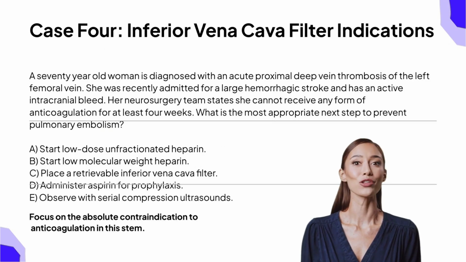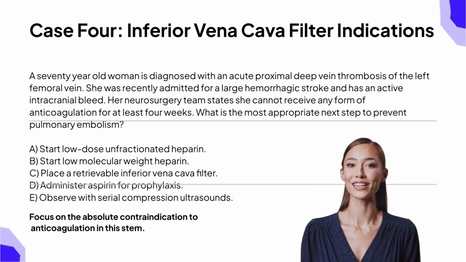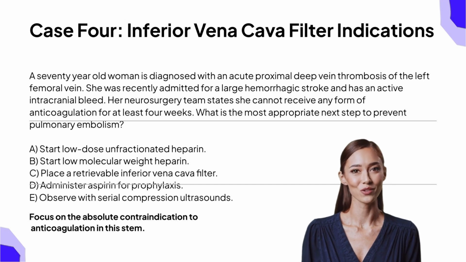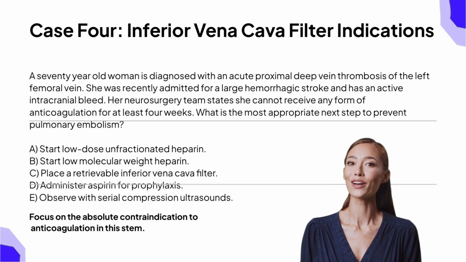Case 4 tests your knowledge of inferior vena cava filter indications. A 70-year-old woman has an acute proximal deep vein thrombosis, but also has an active hemorrhagic stroke. Her neurosurgery team says no anticoagulation for at least 4 weeks. The question is, how do you prevent a fatal pulmonary embolism when you cannot anticoagulate?